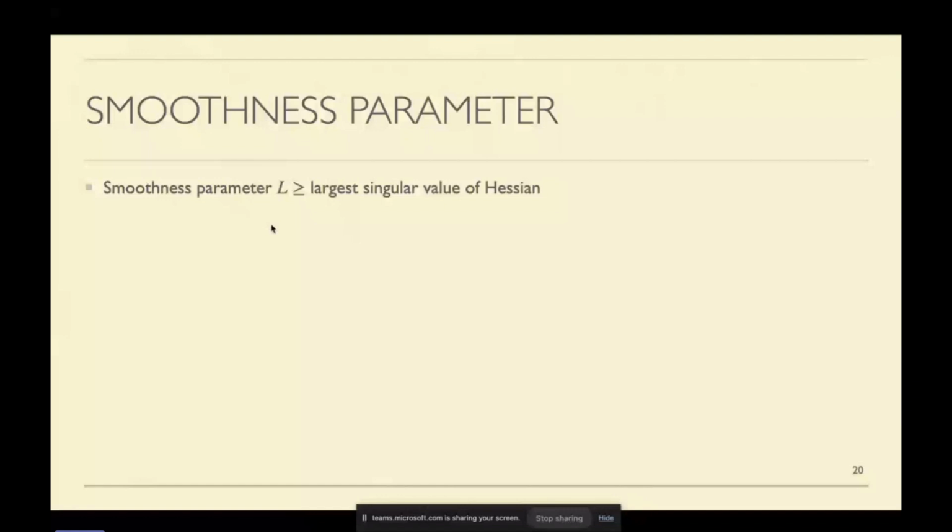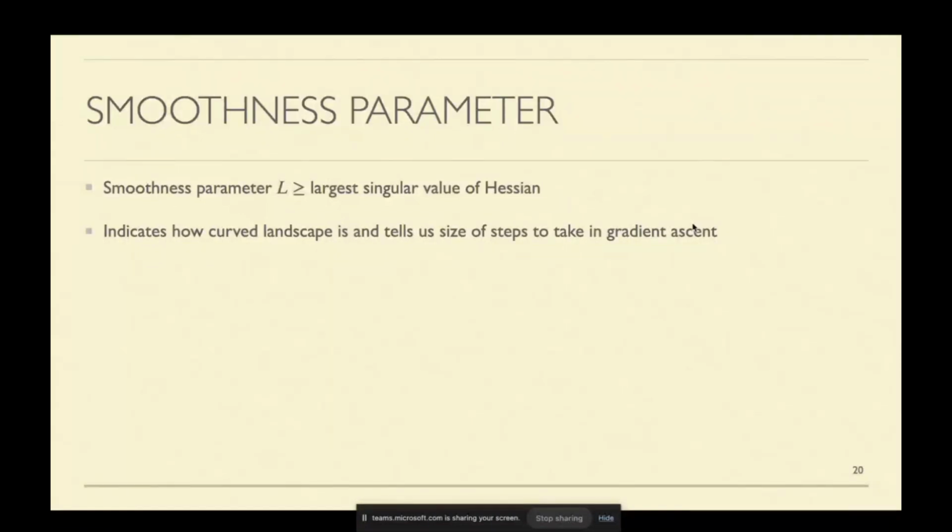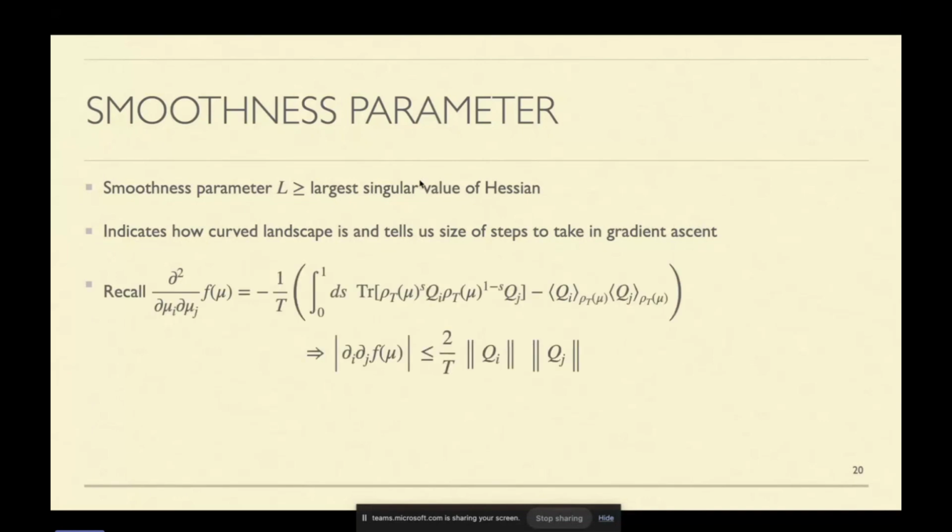If we set the smoothness parameter, the smoothness parameter has to be larger than the largest singular value of the Hessian in order for this to work. As we said, the Hessian indicates how curved the landscape is. If the landscape is very curved, that tells you should take smaller steps at each step of the algorithm, whereas if it's very flat, you can take larger steps.